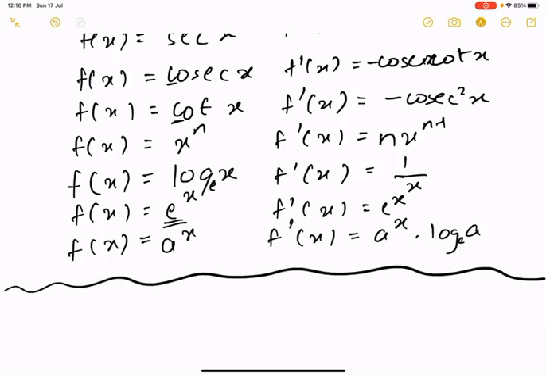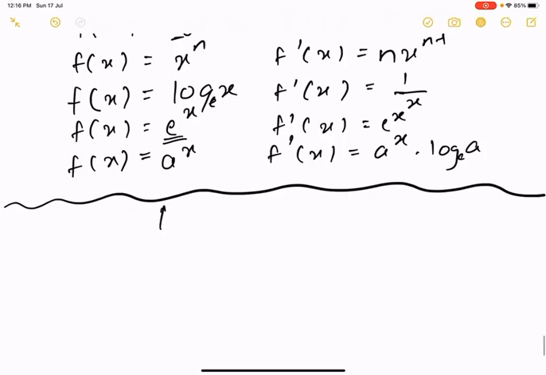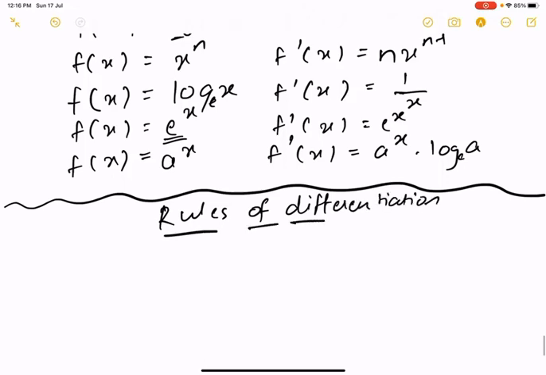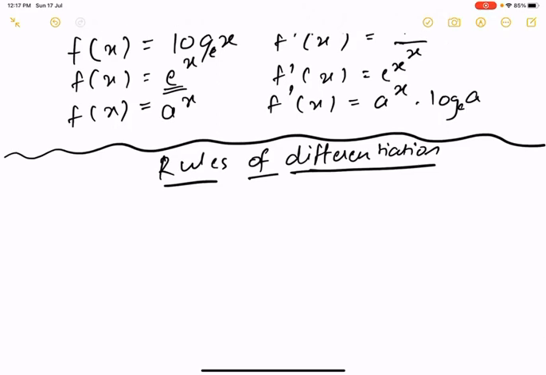Okay, so after this you have something as rules of differentiation. If you all write down differentiation, there you go. Okay, so rules are pretty simple.